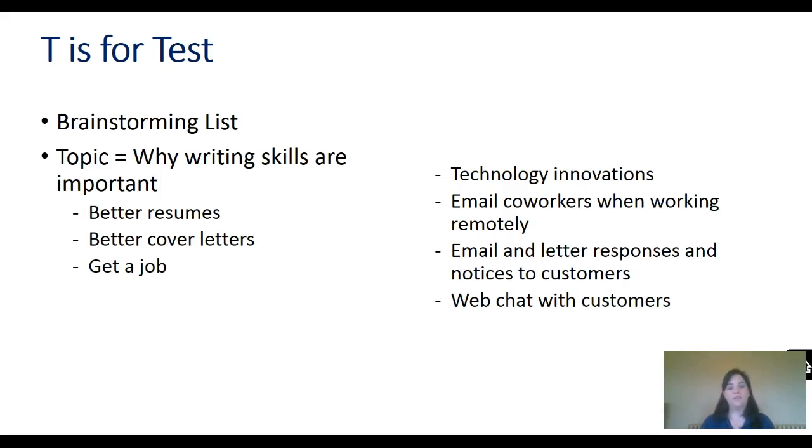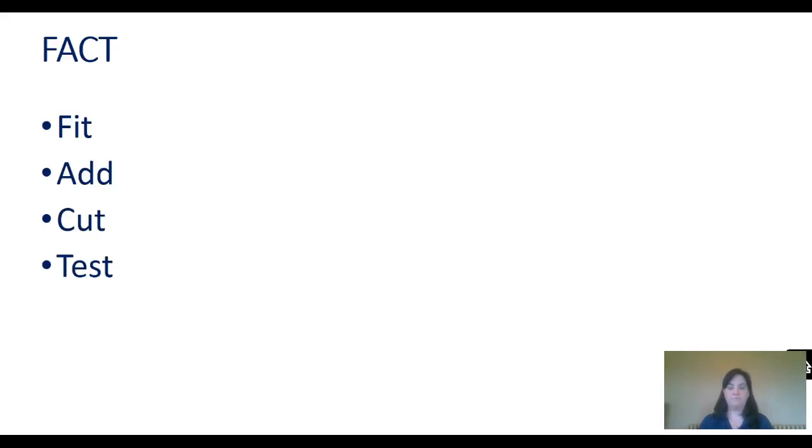When I go to write this in a paragraph, I'll just have to make sure I have a transition to connect the first idea of better resumes and getting a job to the technology innovations that make us have to write more. And so that is the FACT approach to revision. Fit, add, cut, and test. And if you do this with the paragraphs you write, your paragraphs will end up being more relevant, have less clutter, have smooth organization, and will be very clear to your readers.